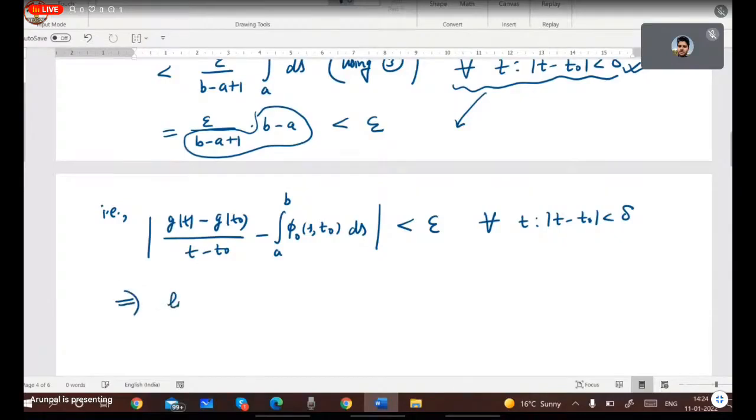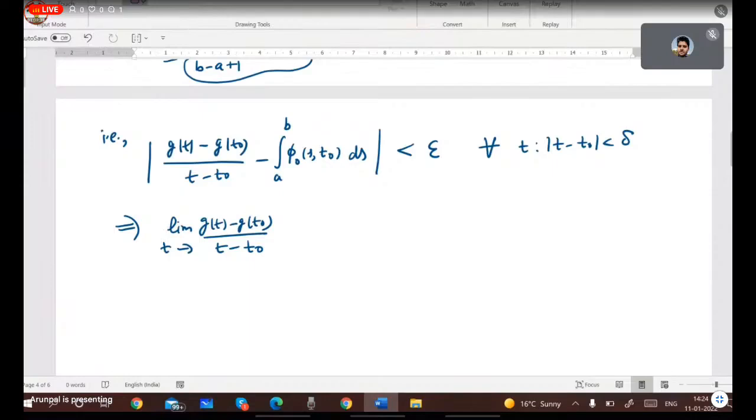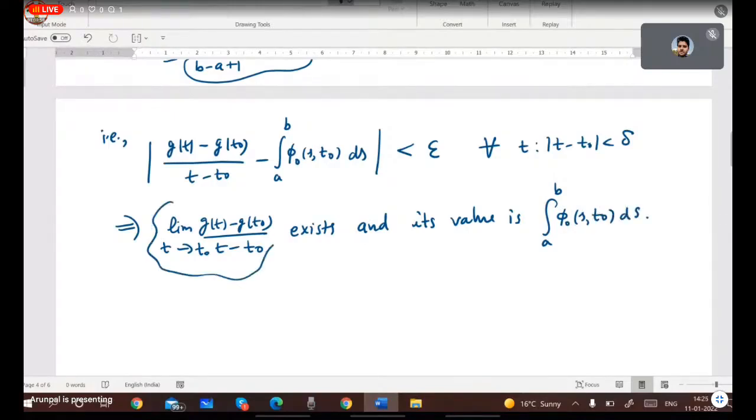And class, this means what? This means that the limit as t goes to t naught of this, which is nothing but the definition of limit, exists. It means this limit exists, and its value is what, class? Integral a to b of phi naught(s, t naught). Is this okay, class? And what is this? This is nothing but g dash at t naught. Is this okay?